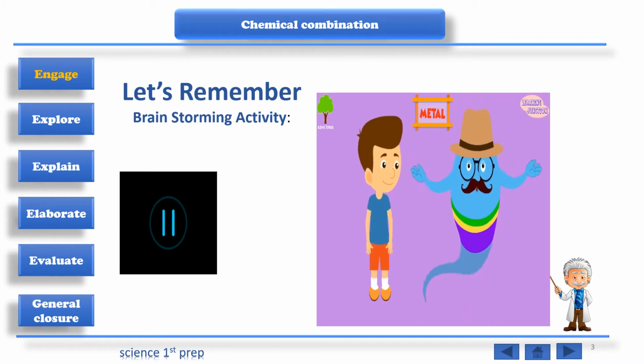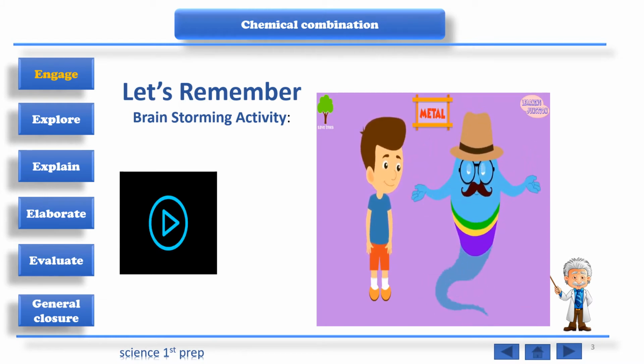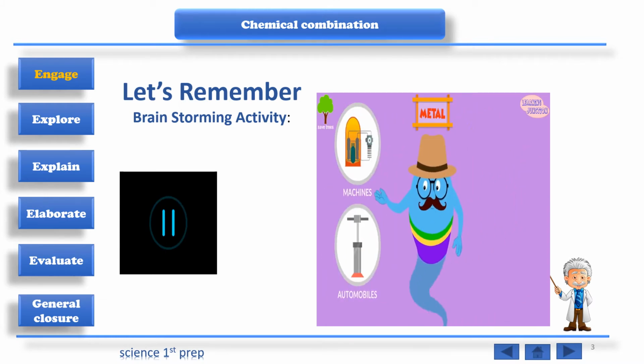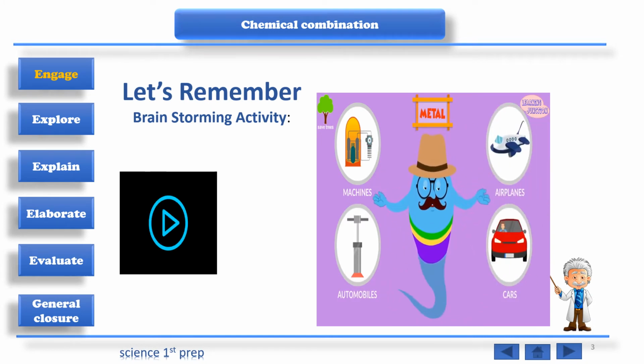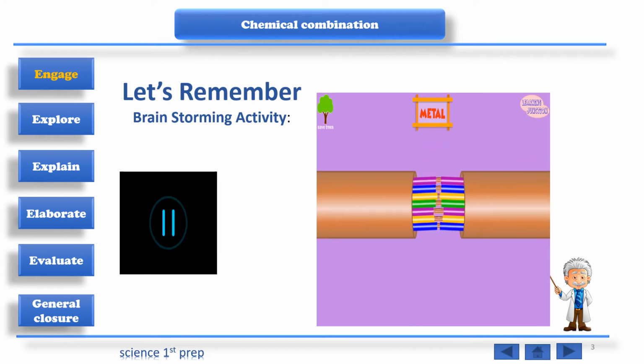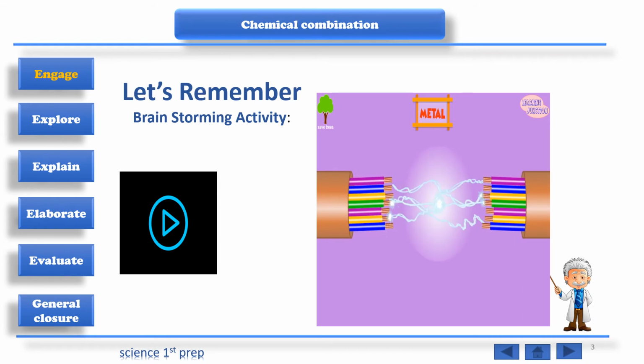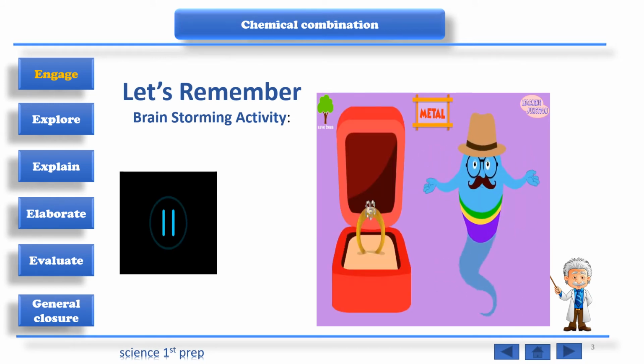Let's see some uses of metals. Metals are generally used in building machines, automobiles, airplanes, and cars, etc. Some metals like copper are used in making wires. Silver and gold are used for making ornaments.